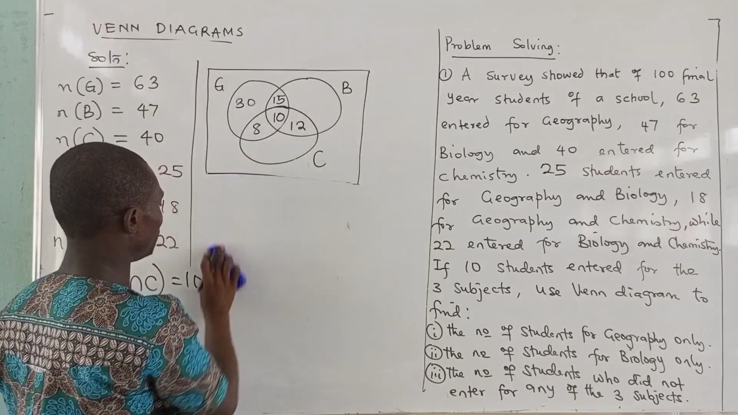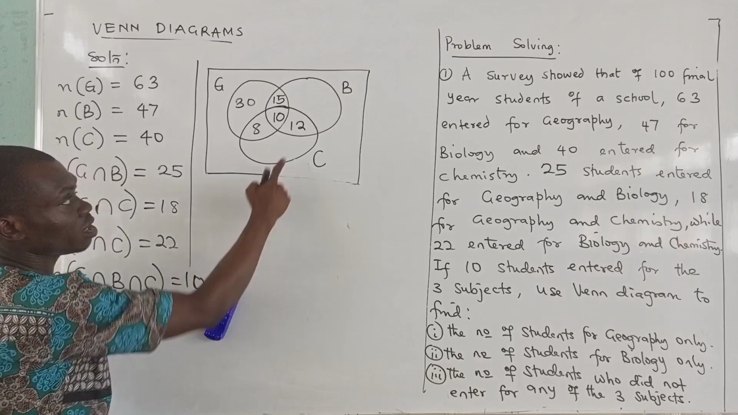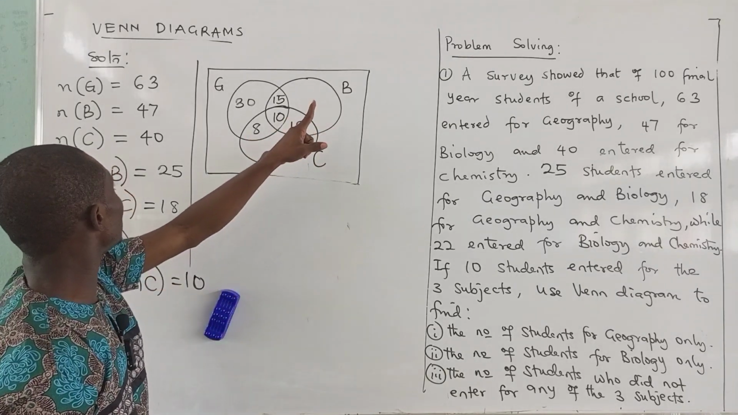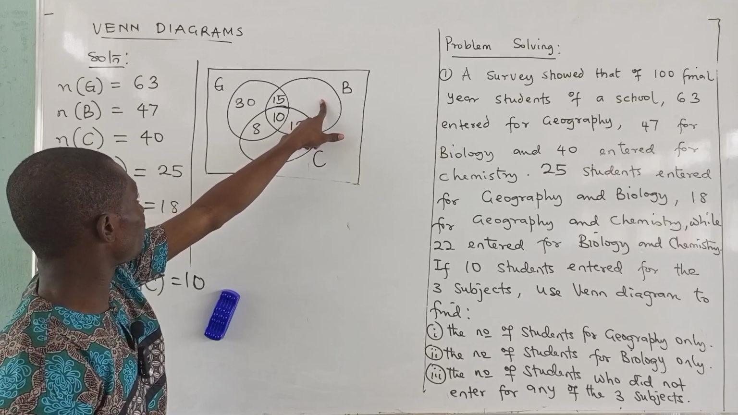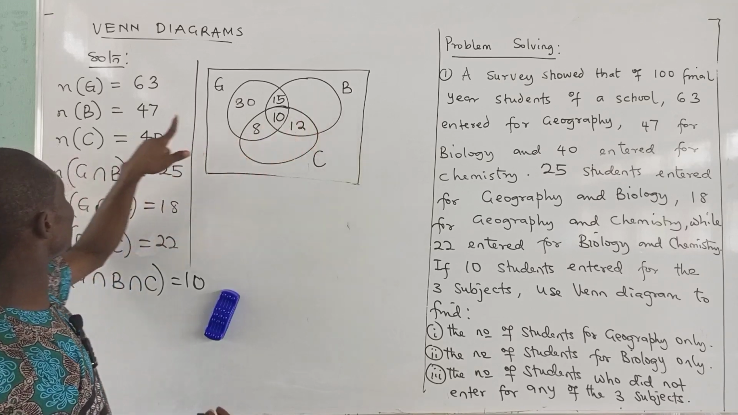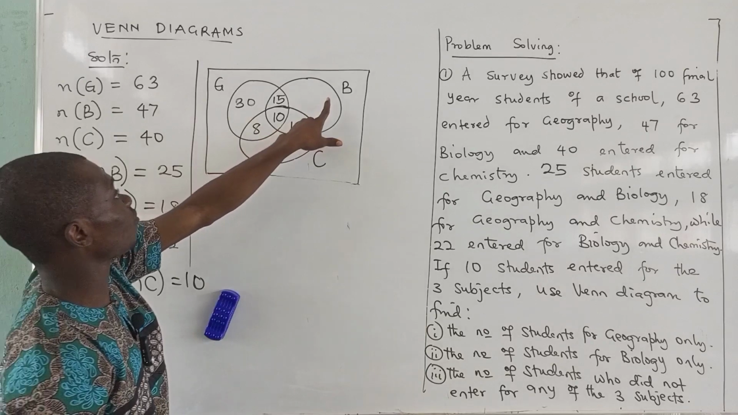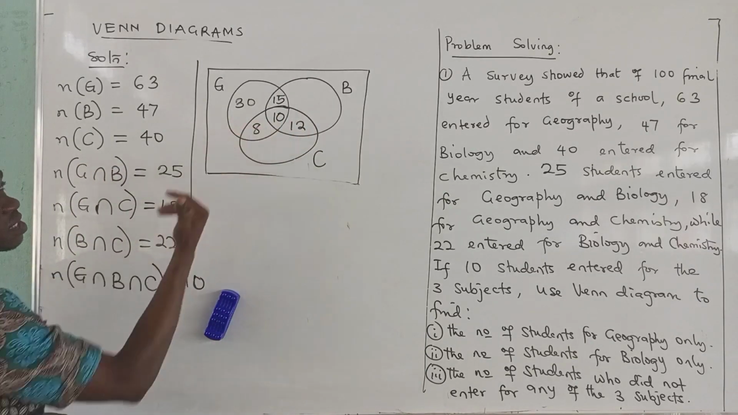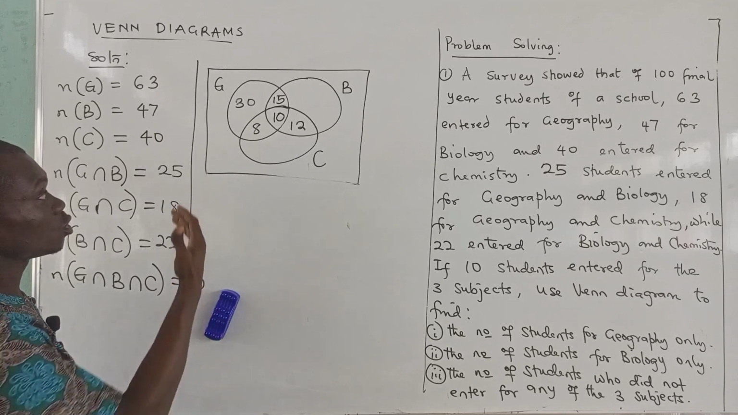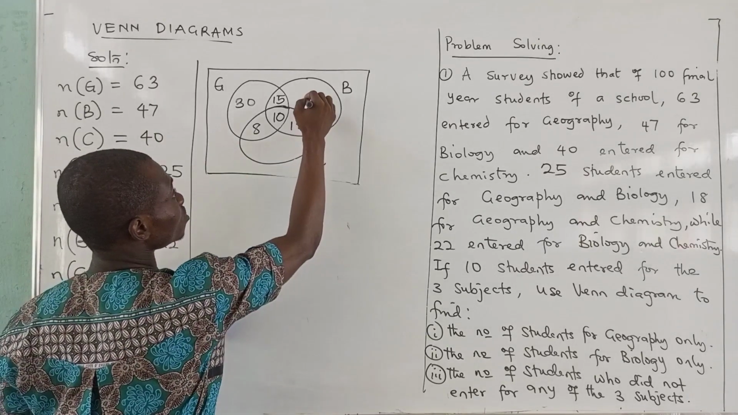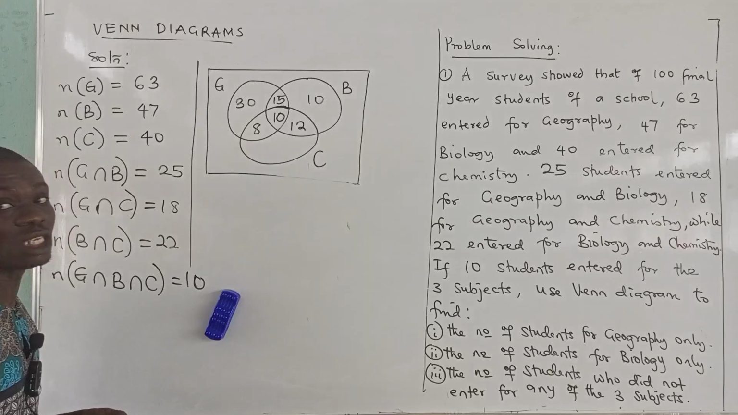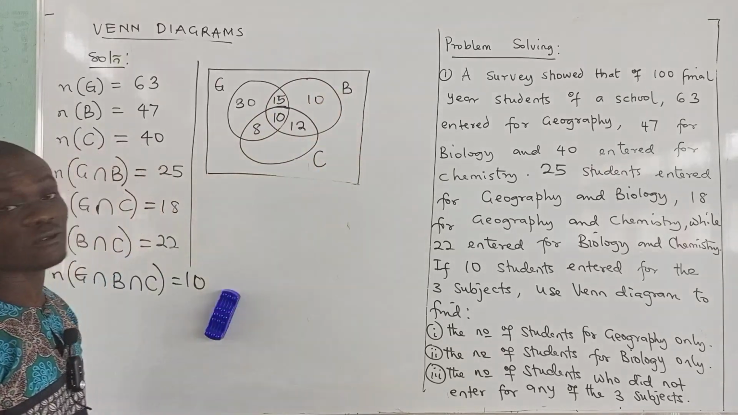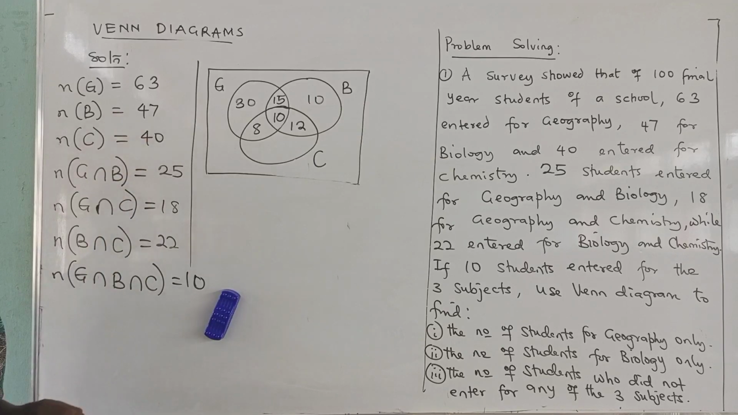And the same thing is applicable for the remaining other parts of this Venn diagram. Okay, here, what do you have there? 47. So you are going to have 47 minus 15, which is 32. 32 minus 10, which is 22. 22 minus 12. That's going to give you 10. So you would see that if you add up everything that is in the circle of this B, you would definitely get 47, which is the total number of B students.